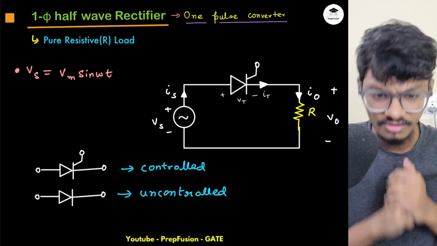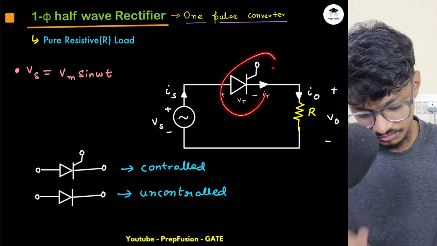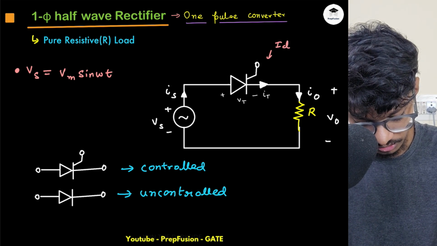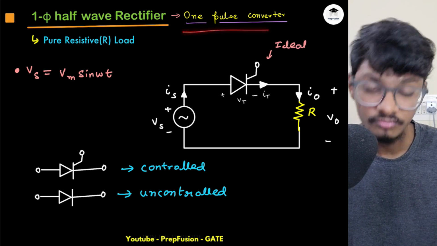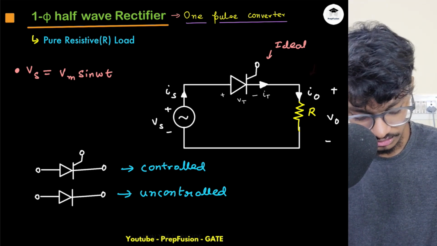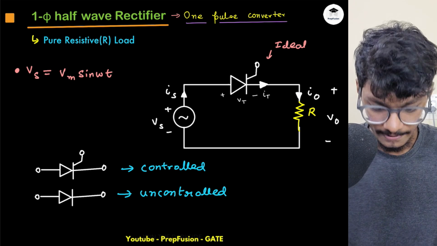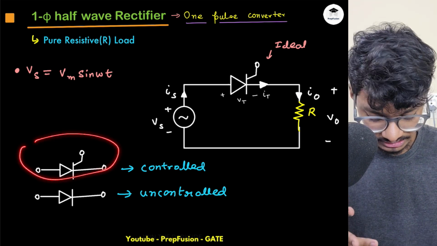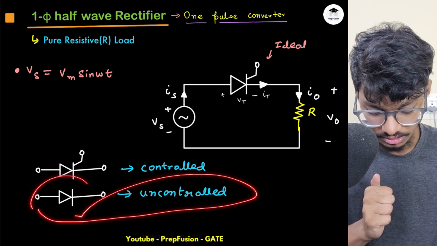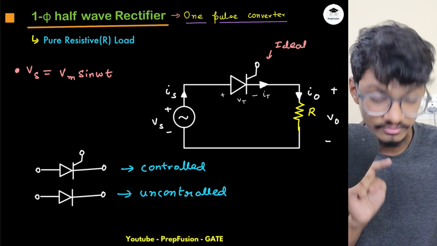So first of all, here we assume that our SCR is ideal. SCR is ideal, hence there is no switching loss. So this is also called one pulse converter. Why, I will explain in a bit. And this resistor is pure resistance. If the symbol is like this, this is SCR. This is a control. We can control it with angle alpha. And if the symbol is like a diode, this is uncontrolled. This I have uncontrolled one.